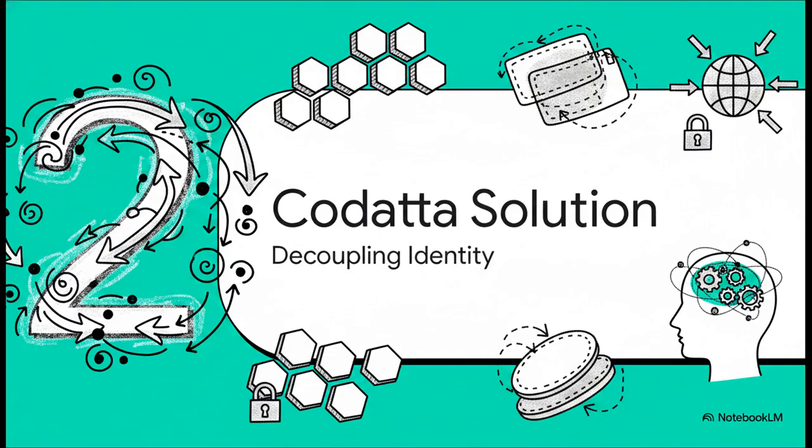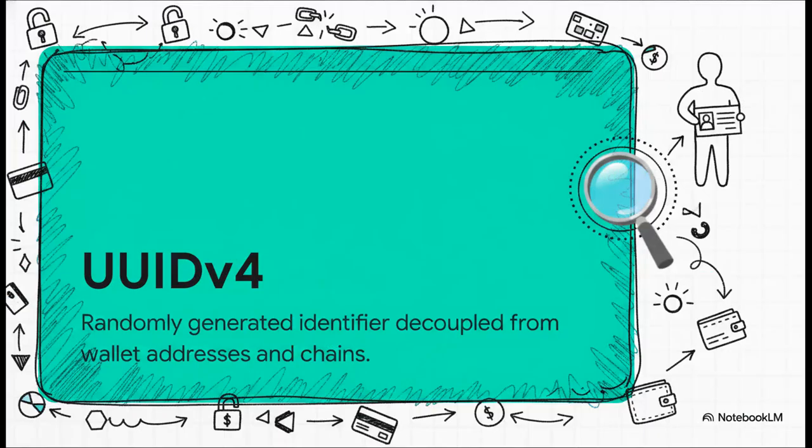Moving on to Section 2, the Codatta DID solution, decoupling identity. So if we aren't using a wallet address, what exactly do we use to build this globally portable, self-sovereign layer? The answer lies in something called a UUIDv4. Basically, this is an on-chain, randomly generated identifier formatted as did:codatta. Because it contains absolutely zero chain-specific information, it acts almost like a digital birth certificate.